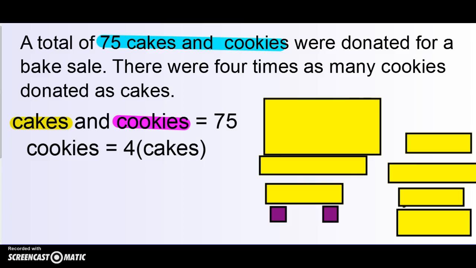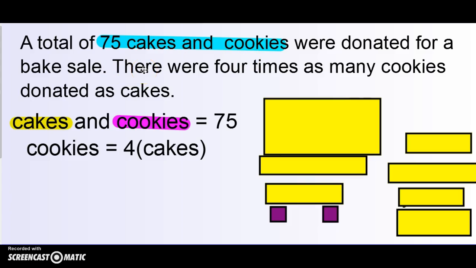All right, a word problem. This gets a little more tricky, but don't let it scare you. But let's try this together. A total of 75 cakes and cookies. So right away you'd hear that and say cakes and cookies together equals 75. And we'll just make one be an X and the other be a Y. They were donated for a bake sale.